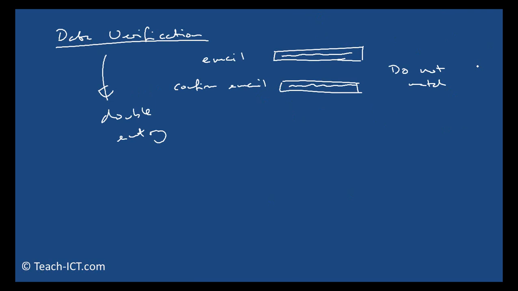Data verification is entering the data twice. The normal way of doing that, as I said, is you'll find boxes on forms that ask you to enter the data twice, and it basically looks to see if they actually match. The chances of mistyping something twice exactly the same is pretty small.